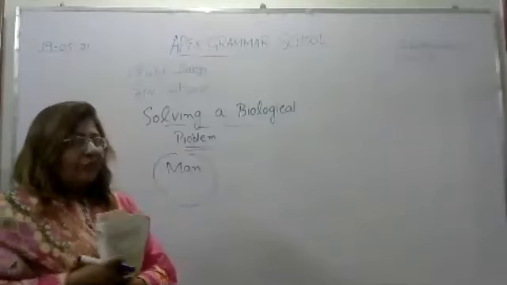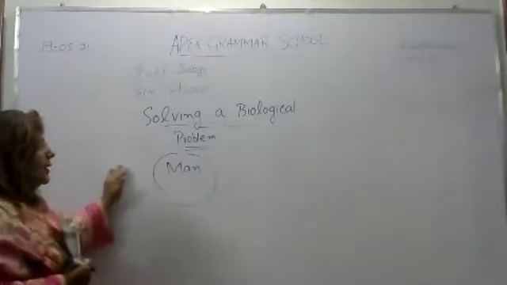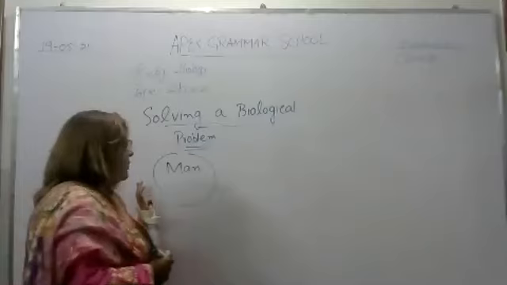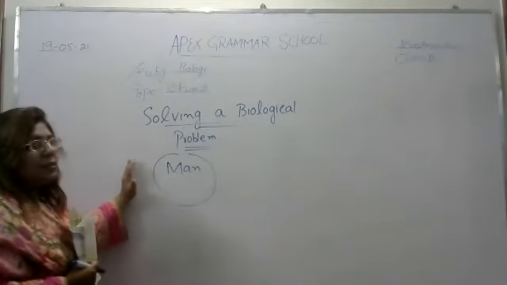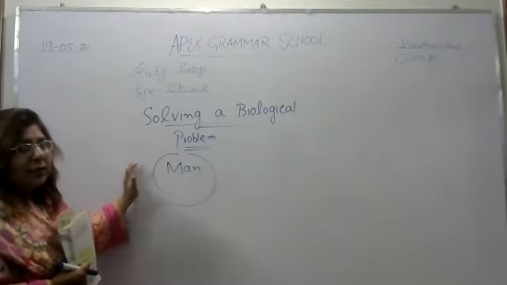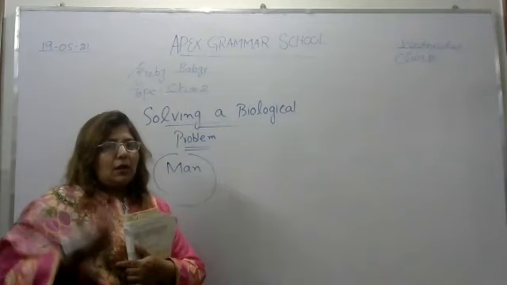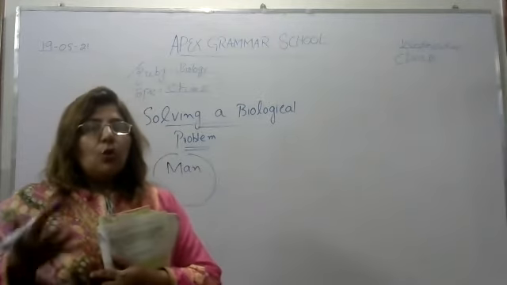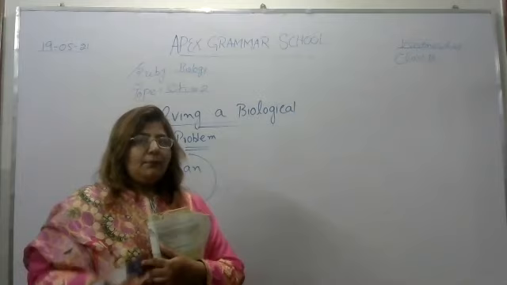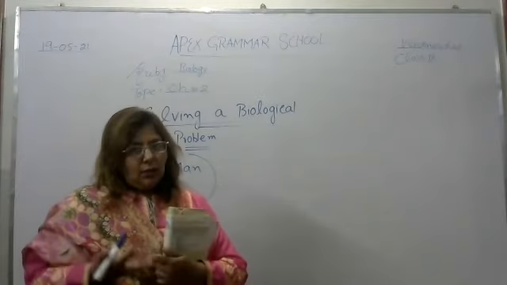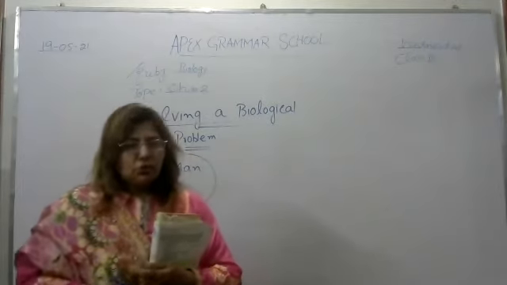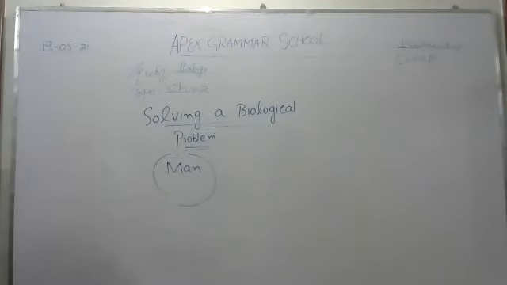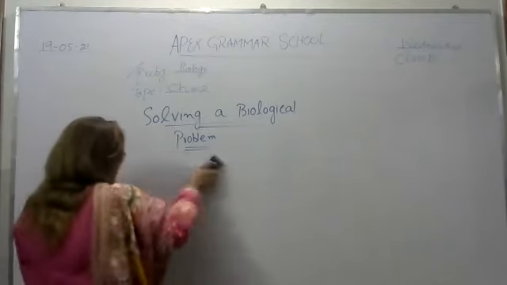Okay, so after that we will discuss what a biological problem is and how we can solve it. Definitely this whole work is related to man, and in our surrounding many things are going to change day by day. So the evolution of man continues. It never stops. Now I will discuss with you what the steps of the biological method are.